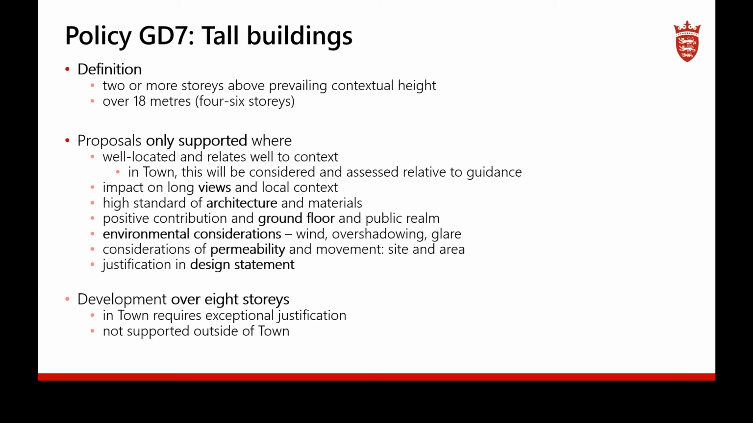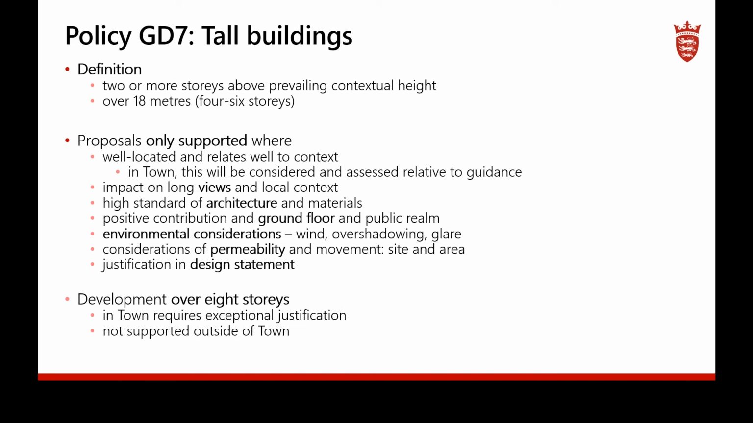The other issue that the policy seeks to introduce is a reference to some supporting guidance. So you can see there where applications are received in town, they will be considered relative to some supplementary planning guidance. And on the face of the policy, there's some consideration about, it's not an absolute limit, but there's a ceiling, no pun intended, of 8 stories, where anything over 8 stories in town would require some form of exceptional justification. And the policy seeks to provide a framework such that anything over 8 stories outside of town is not likely to be supported.